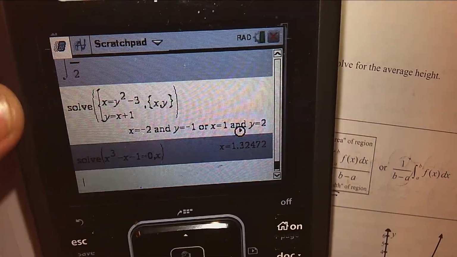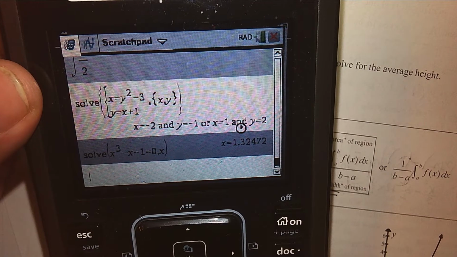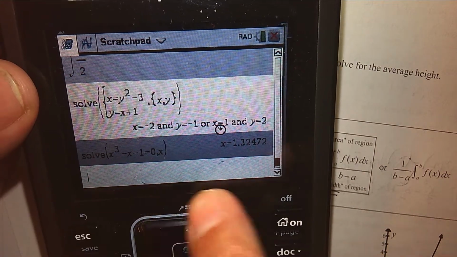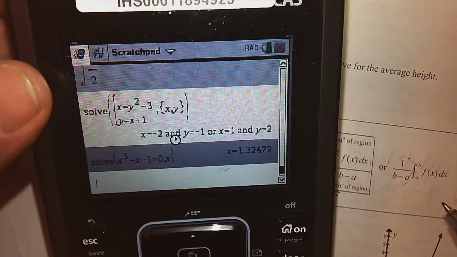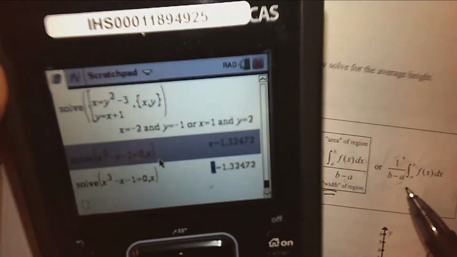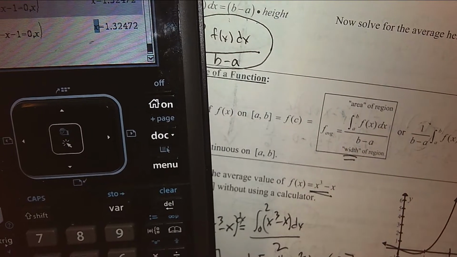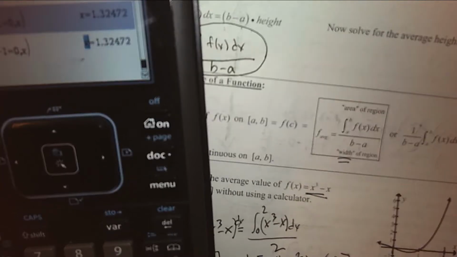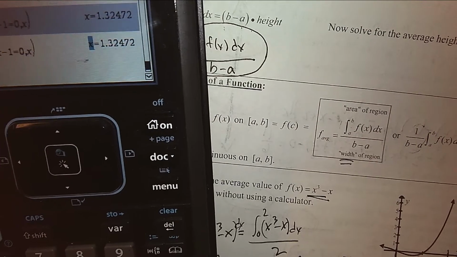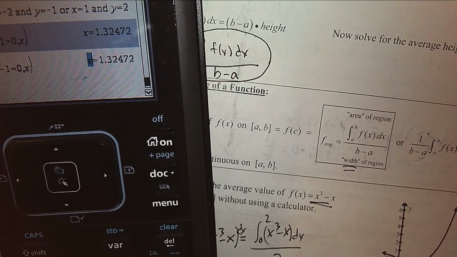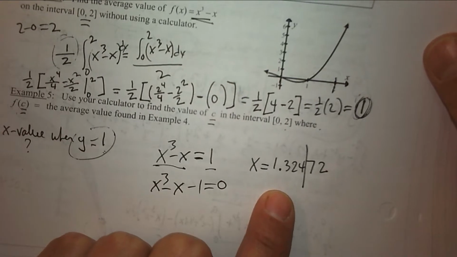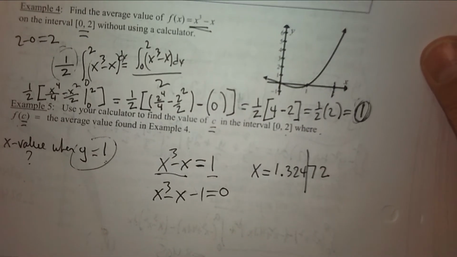1.23 and so on. Now, in calculus for the AP exam, we're practicing that you should at least round to 3 decimals, even if you're not told. So the answer here would be x equals 1.32472. So it's okay to truncate and just put 1.324 as your answer.